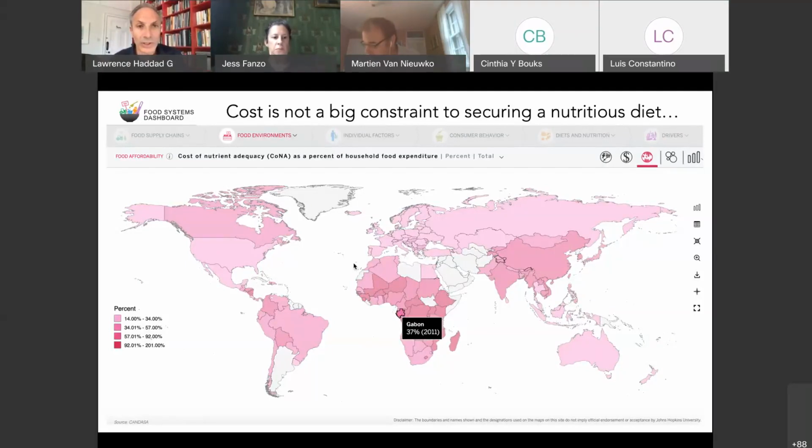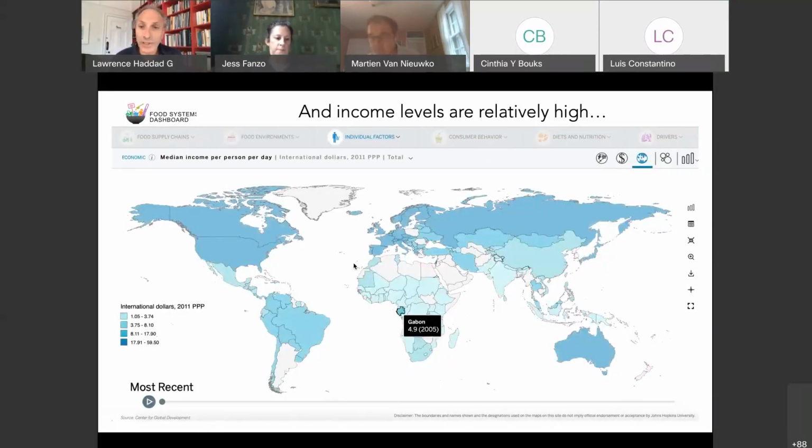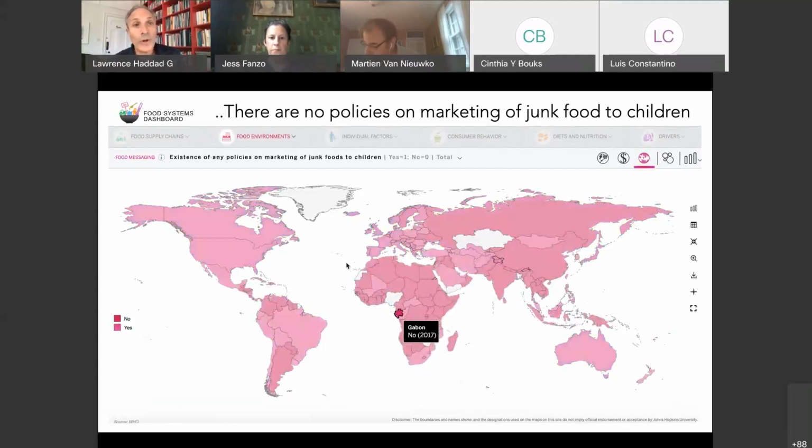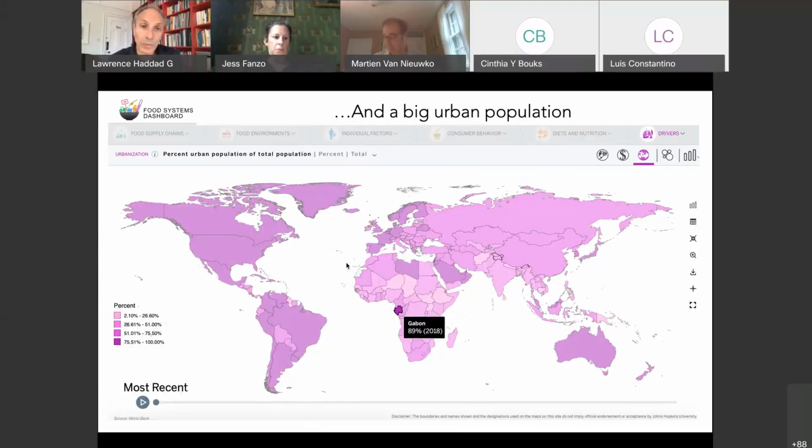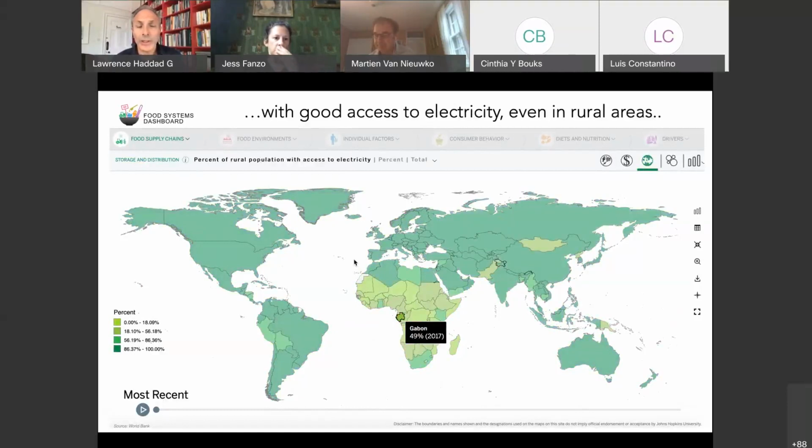So buying a nutritionally adequate diet in Ethiopia is a real challenge on average. In Gabon, it's not. And income levels, we know from various natural resource endowments, are reasonably high in Gabon. However, there are no policies on marketing of junk food to children. That's what the dashboard data tell us. And there's a big urban population. It's a small population, but it's highly urban. But even the rural population, which is about 11 or 12%, has good access. At least half of the population has good access to electricity in rural areas.